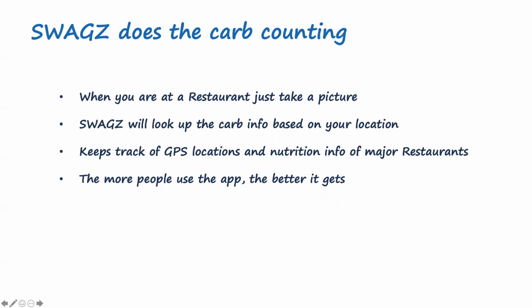Now, how does swagz help with this problem? Well, we make it very easy to help you get the carb information for the food that you're eating in a restaurant. All you need to do is open the swagz app and take a picture of the food item. What swagz does is it takes the picture and the GPS location where you took the picture, and we run an AI model to figure out what food item is there, and then use our database to figure out how many carbs are there, and then report it back to the user.